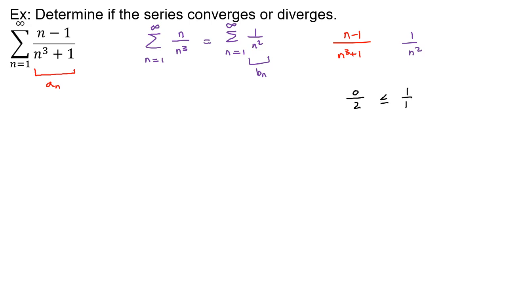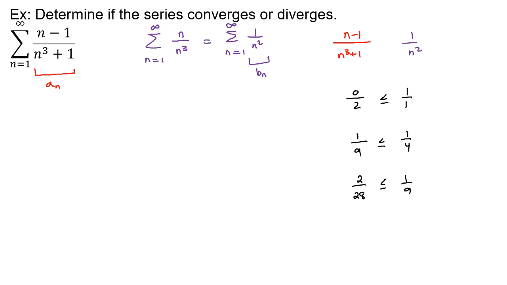Well, 1 is definitely bigger than 0. If I plug in 2, I'll get a 1 on top. 2 cubed is 8 plus 1 is 9. If I put a 2 on the other side, I'll get 1/4. 1/4 is most definitely bigger than 1/9. And you can keep going. If I plug in 3, I'll get 2 over 3 cubed is 27 plus 1 is 28, or 1/14. If I plugged in 3 on the other one, I get 1/9. So 1/9 is definitely bigger than 1/14.